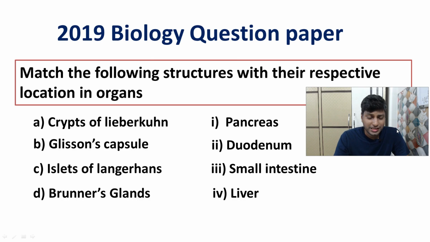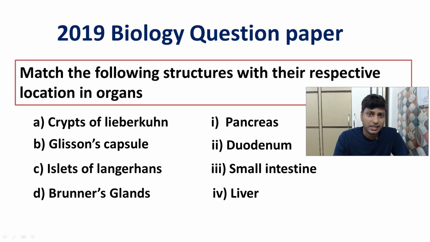Let me read the question for you all. The question is, match the following structures with their respective location in organs. Let me read the options: crypts of Lieberkühn, glisson's capsule, islets of Langerhans and Brunner's glands. On the other side, the options are pancreas, duodenum, small intestine and liver.